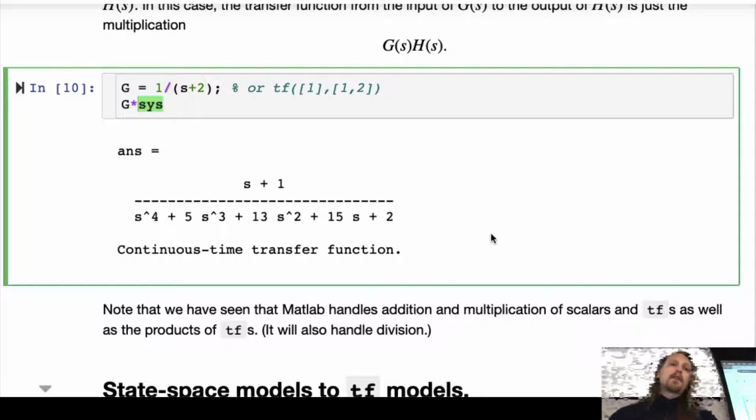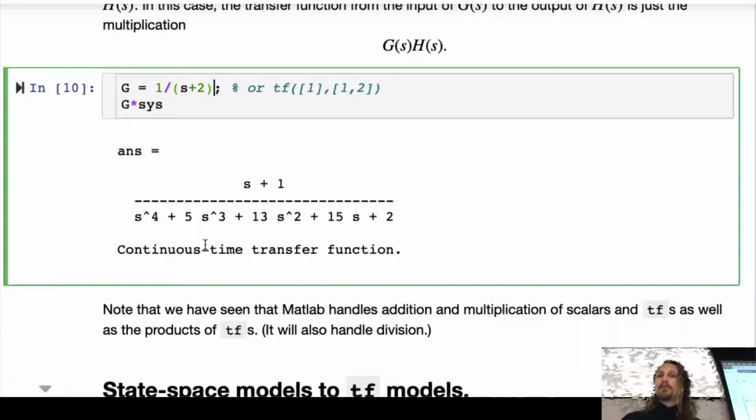So combine those transfer functions. It multiplied G, which is a first order system transfer function, with the third order one that we had before, and we got a fourth order back. Okay?